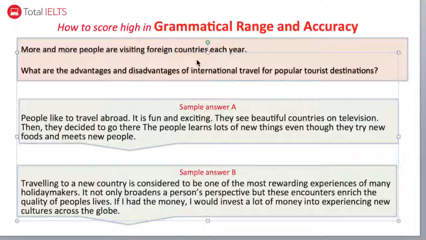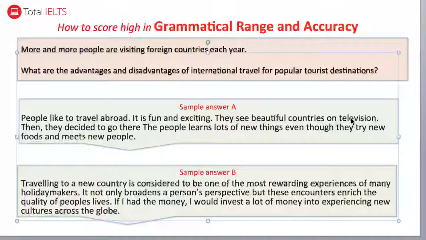So again, we're using the same question as last time. More and more people are visiting foreign countries each year, and we're going to give the advantages and disadvantages of international travel for popular tourist destinations. So let's look at the range of grammar used here. Sample answer A. People like to travel abroad. It is fun and exciting. They see beautiful countries on television.